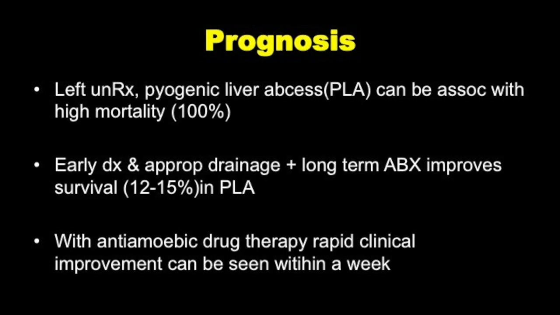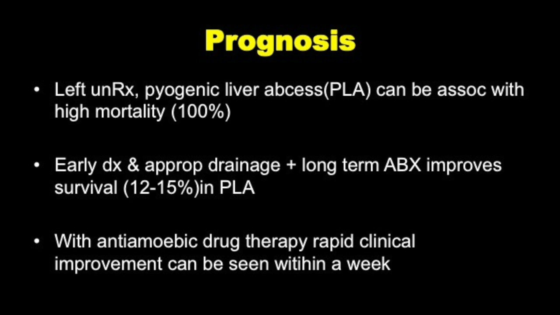The prognosis. If left untreated, usually pyogenic liver abscesses, especially those caused by Staph aureus, like we've seen already, can be associated with very high mortality. There are literatures that have said up to 100%. But when you make an early diagnosis and you start appropriate treatment with drainage and then long-term antibiotics, it improves the survival. The mortality reduces to about 12 to 15%.